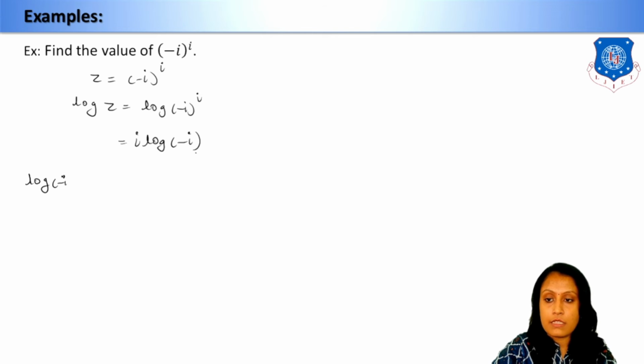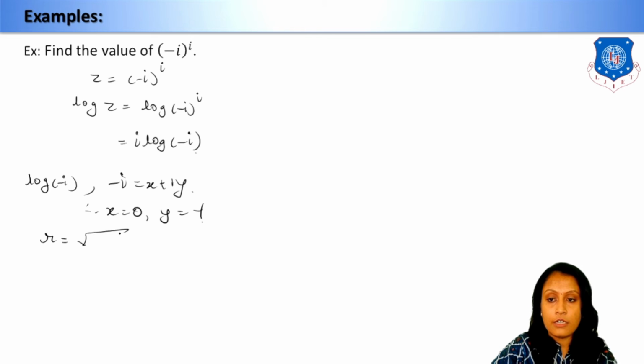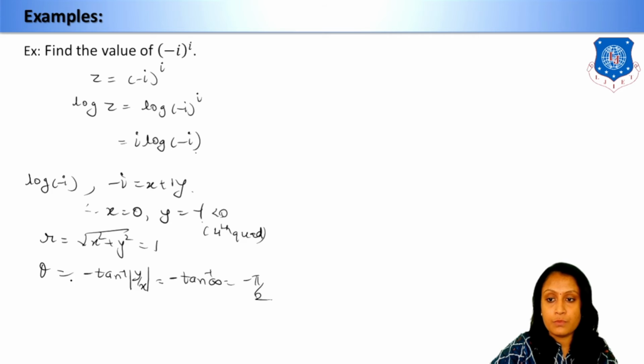So log of minus I, so here just compare this minus I with x plus I y, right? Therefore you can get the answer of x as 0 and y minus 1, okay? So again find r, that is under root of x square plus y square, so the answer of r is 1, and theta. Now y is less than 0, x is 0, okay? So this lies in fourth quadrant, right? Therefore theta is what? Minus tan inverse mod of y by x. Substitute the value, so we have minus tan inverse infinite, okay, and this is minus pi by 2.